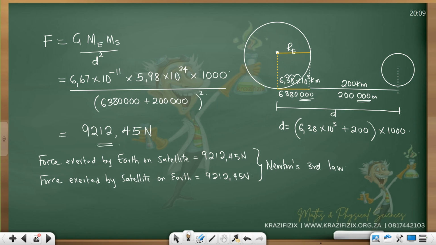I missed a word. We need to go and add it. The satellite will simultaneously exert the same force on the earth, and the force is equal in magnitude but opposite in direction. So they're going to ask you, without a calculation, what is the force that the satellite is exerting on the earth? Did that make sense? The force of the satellite on the earth is exactly the same as the force of the earth on the satellite. They go forth and back. Please take a picture. I want to go put the word simultaneously.